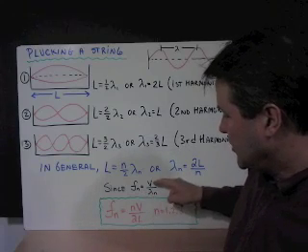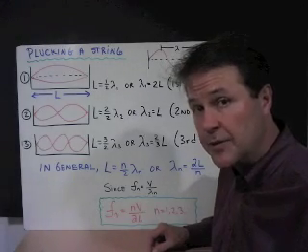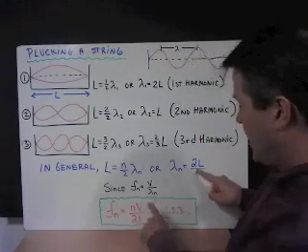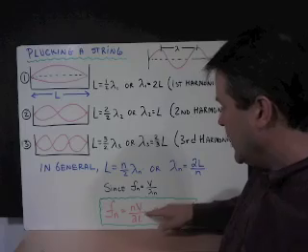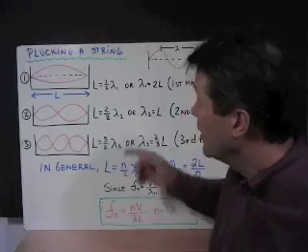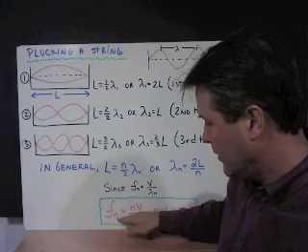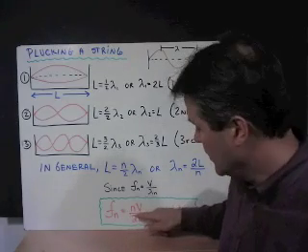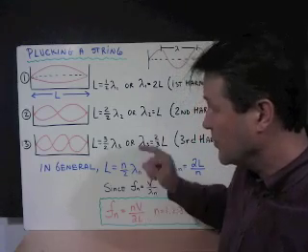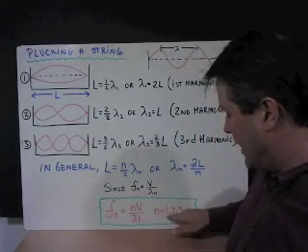Now, since we know that the speed of a wave is equal to the product of wavelength and frequency, or frequency is velocity divided by wavelength, we can combine these two equations and end up with an overall equation that summarizes the frequency of a plucked string. So the frequency of any harmonic is equal to the harmonic number times the velocity divided by 2L. The velocity would be the velocity of the wave in the string. And that would apply for any harmonic.